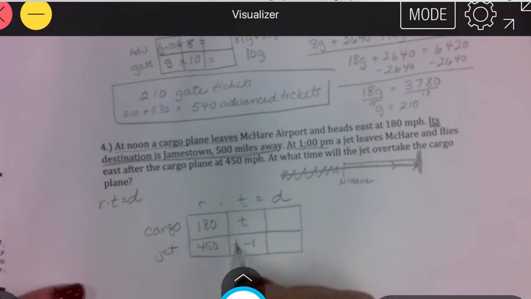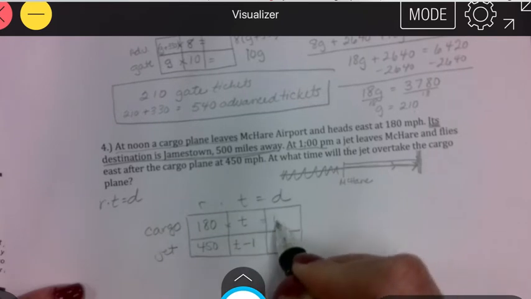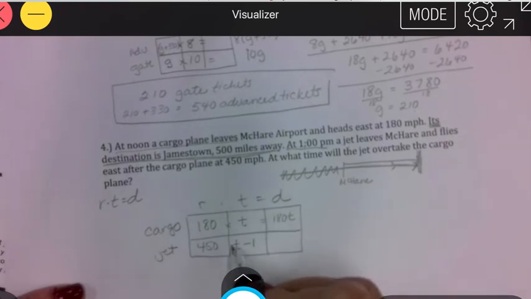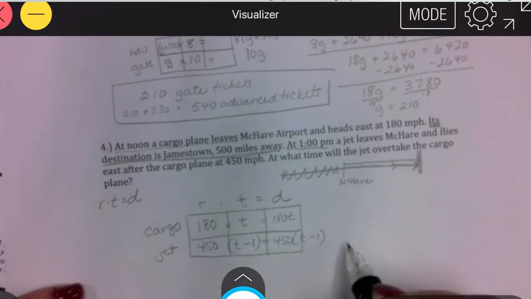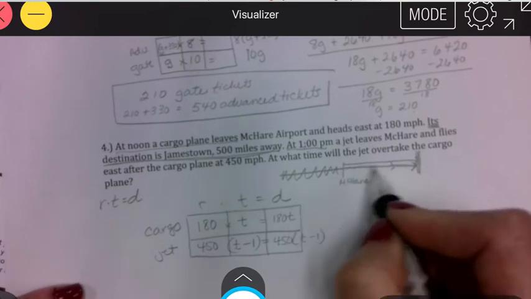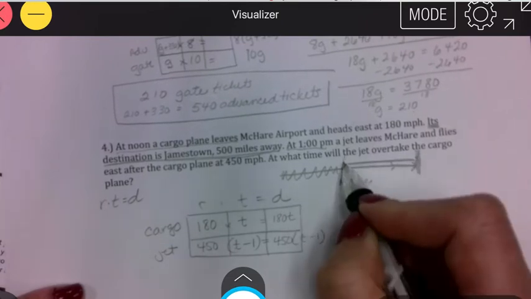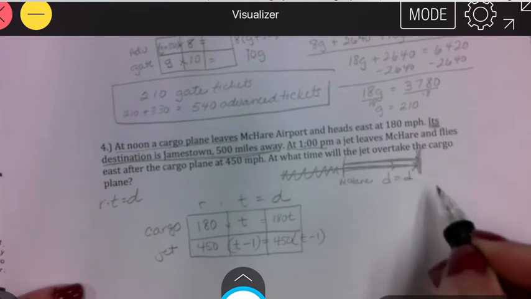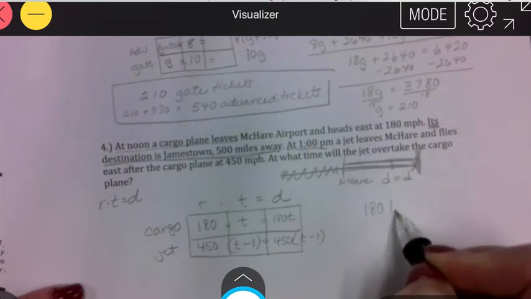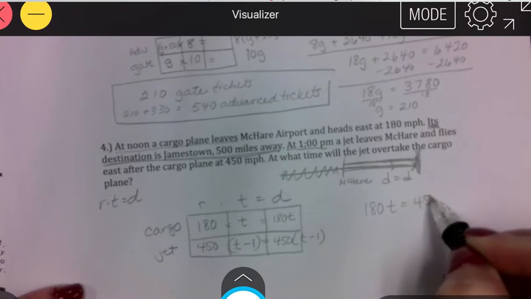This t represents time in the air. It doesn't mean noon, 1 o'clock, 2 o'clock, 3 o'clock. It means time up in the air. Okay, so if we multiply across, we have 180t here. And if we multiply across, we have 450 times t minus 1 here. Now these distances, if you go back up here and look, they're flying the same direction. Their distances are actually going to be equal to each other. So that's what we're going to do, is set these equal to each other.